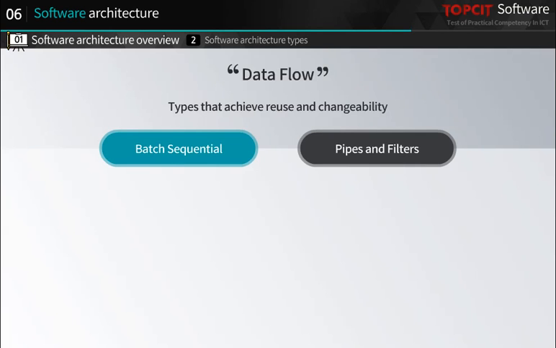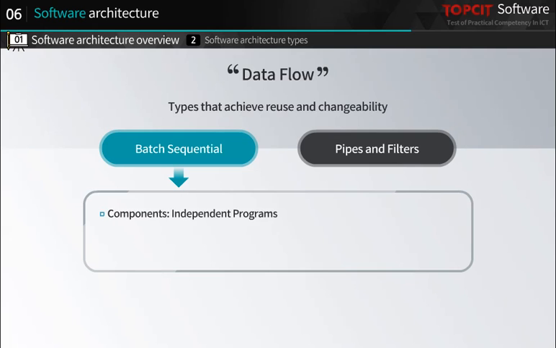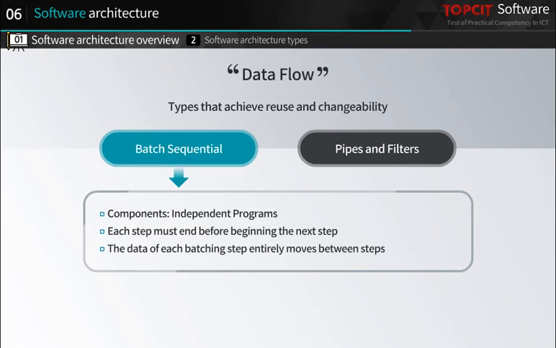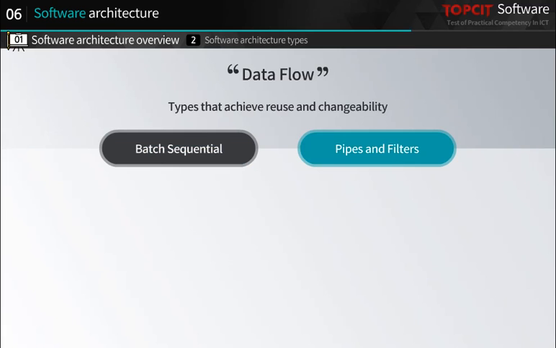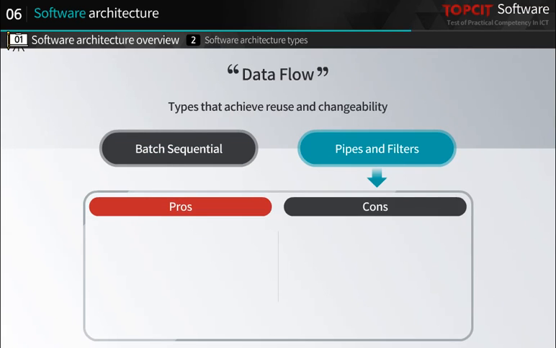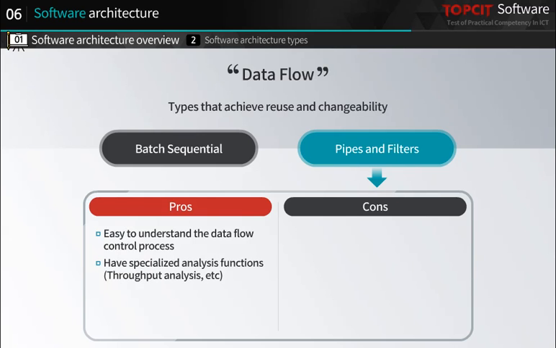For the batch sequential processing types, the components are independent programs. Each step must end before starting the next step, and data in each batch step has the entirely moving characteristic between steps. Let's look at the pros and cons of pipe and filter types. First, the pros are: easy to understand the data flow control process, having specialized analysis functions, enabling filter reuse, achieving concurrency, and easy to maintain and expand.